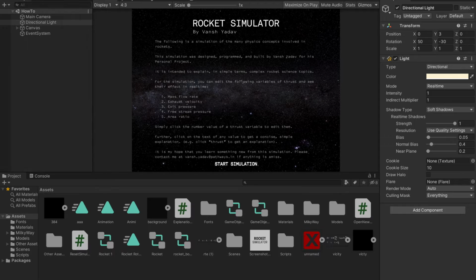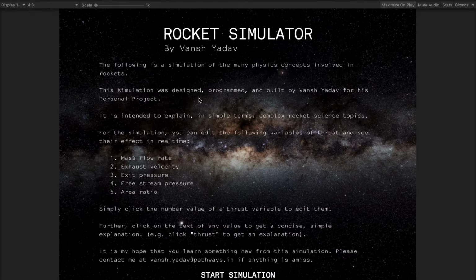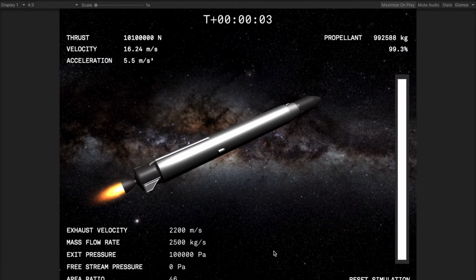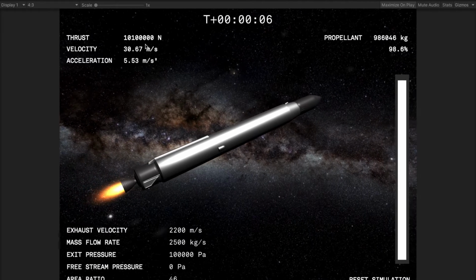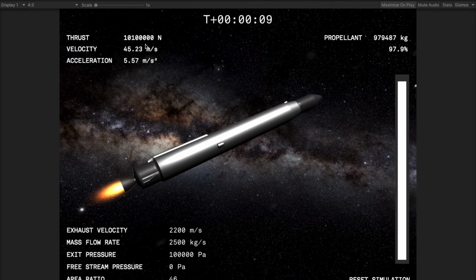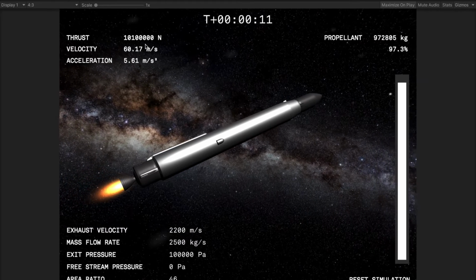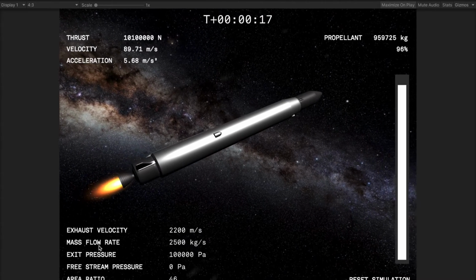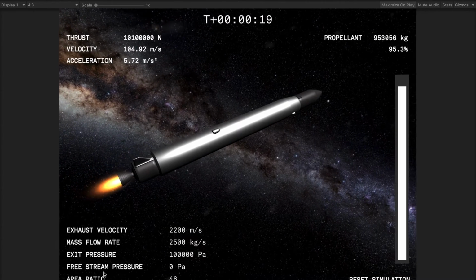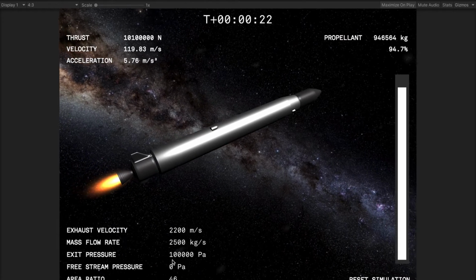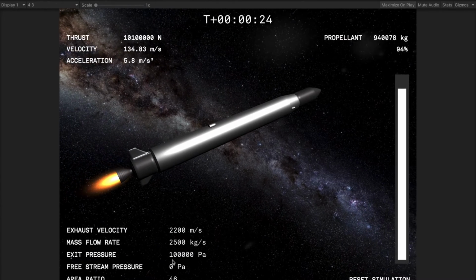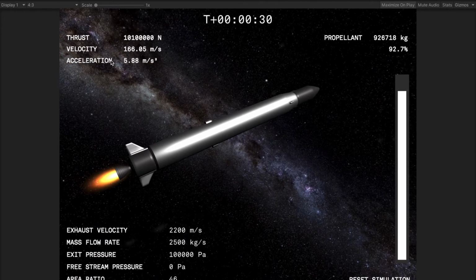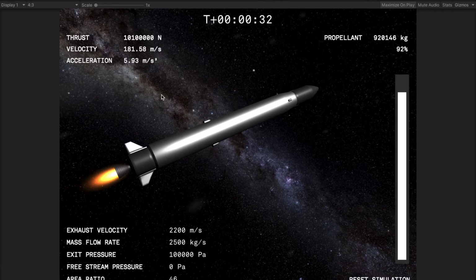So if we start, we are greeted by some basic information about the project. However, this is the simulation itself. As you can see, we are currently looking at a variety of variables of thrust regarding a rocket and the physical concepts involved in it. We can see exhaust velocity, mass flow rate, exit pressure, free stream pressure, and the area ratio. In addition to that, we have some dependent variables being showcased on the GUI for the simulation, such as thrust, velocity, and acceleration.